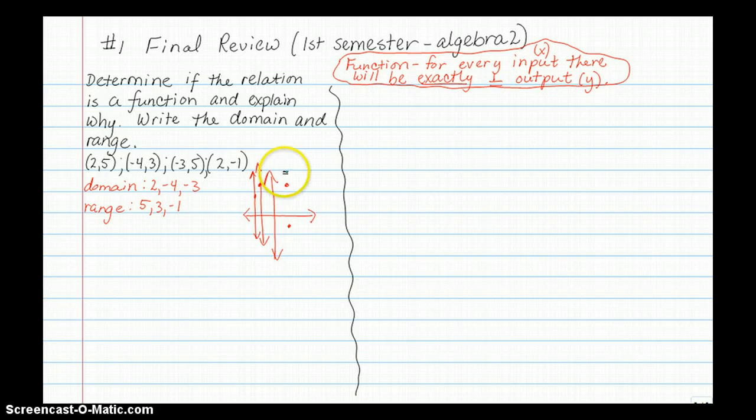But when we get here, we can see that there are going to be 2 points on that vertical line. I meant to go through the point. Let's try that again. You can see that there are 2 points on that line, so it fails the vertical line test because for the input value 2, you have some x's that are the same. It has an output of both 5 and negative 1. So it does not pass the vertical line test because for an input there is more than one output. Okay, so not a function.